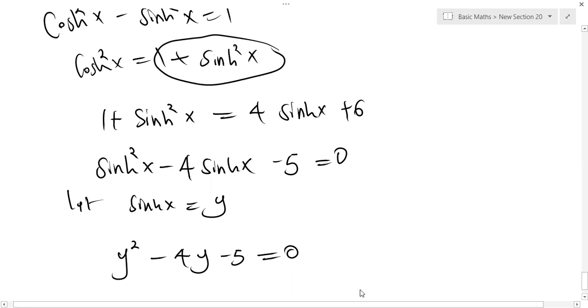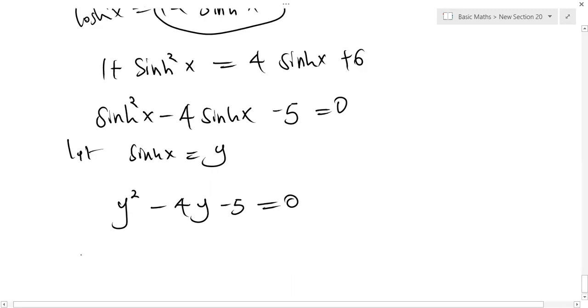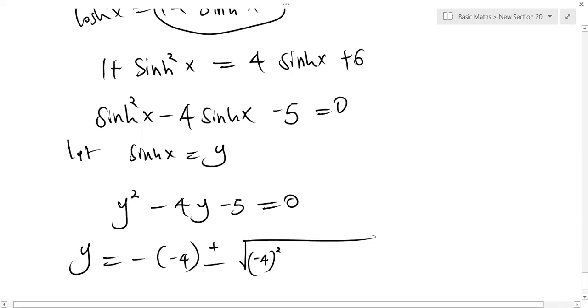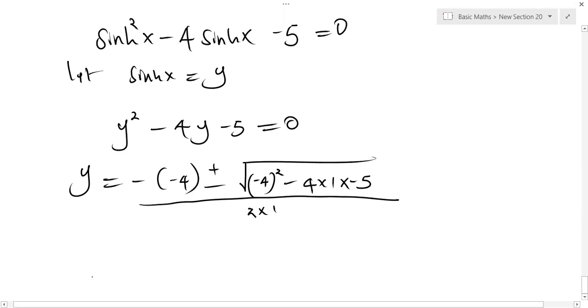Then you solve this quadratic equation to get the values of y using the quadratic formula. So we are going to have y equal to minus b, which is minus minus 4, plus or minus the square root of minus 4 squared minus 4 times a times c, all divided by 2 times a. So y is equal to 4 plus or minus the square root of 16 minus, that will be plus, 20, all divided by 2.